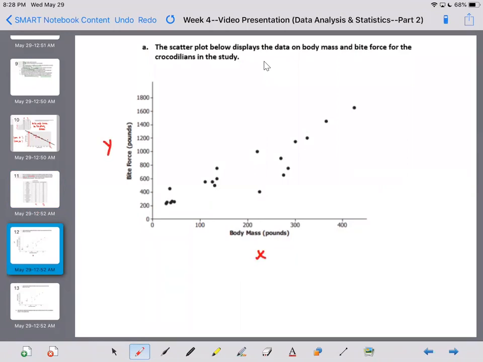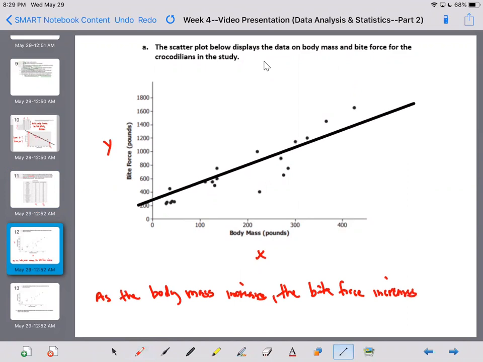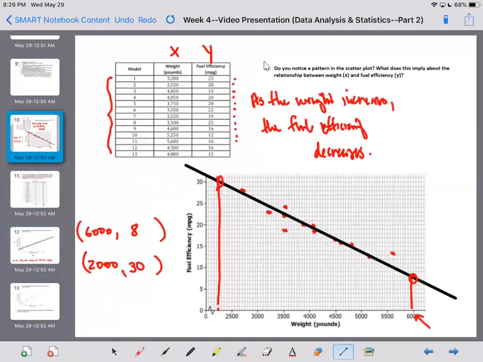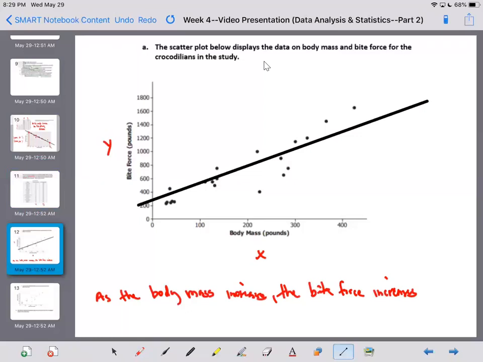And so what we would state is, as the body mass increases, the bite force increases. And so this would show some sort of positive linear relationship, as opposed to the other one with the fuel efficiency, which represented a negative linear relationship. So this would allow you to make some different observations.